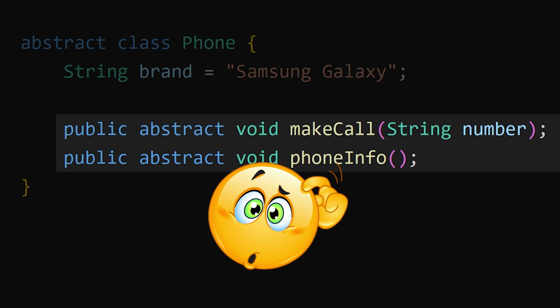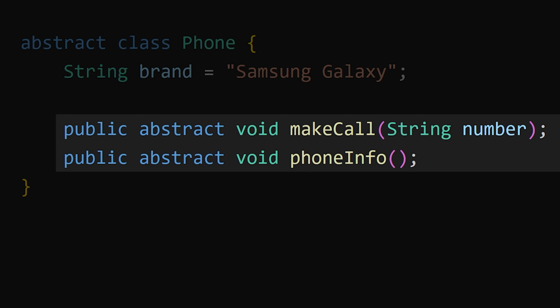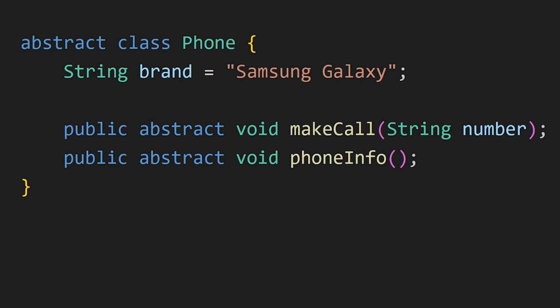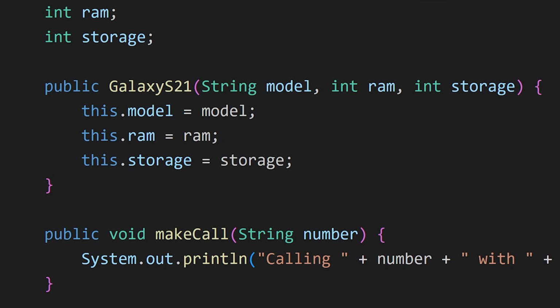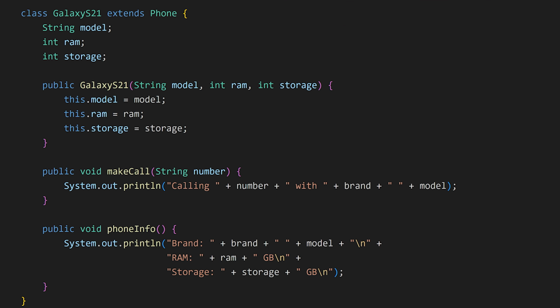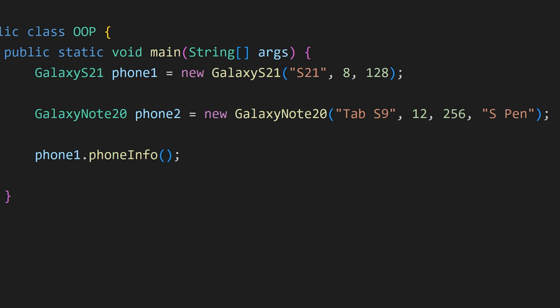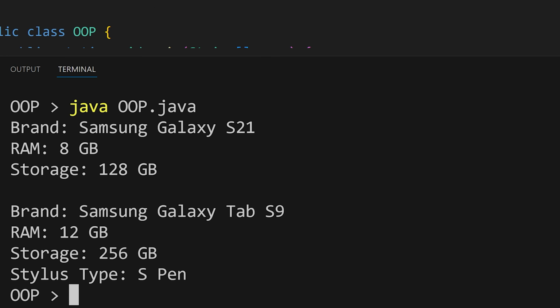But where are we going to write the body of these methods? In the subclass of the phone. Because we cannot create an object of the abstract class directly, we first need to extend it to another class and define the method bodies of the abstract methods in that class. Then we can create the object and access everything normally.